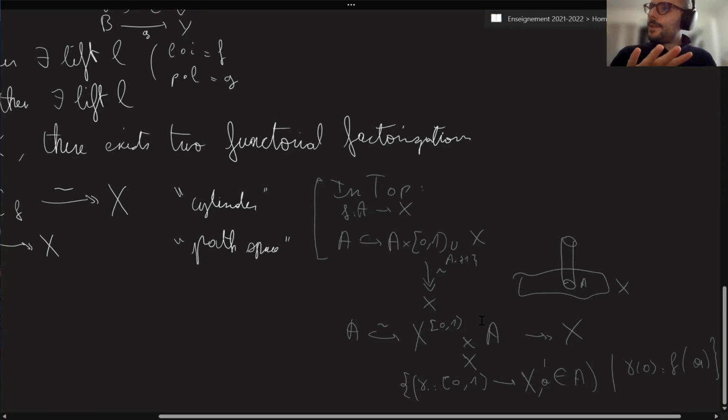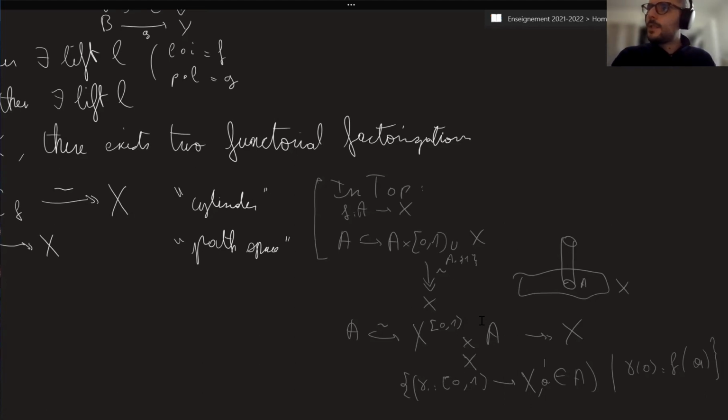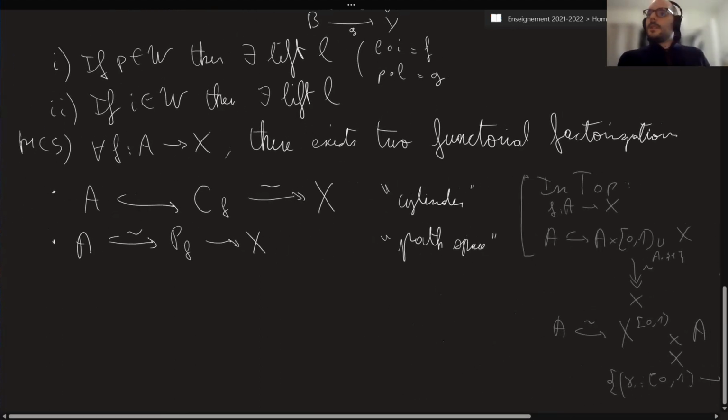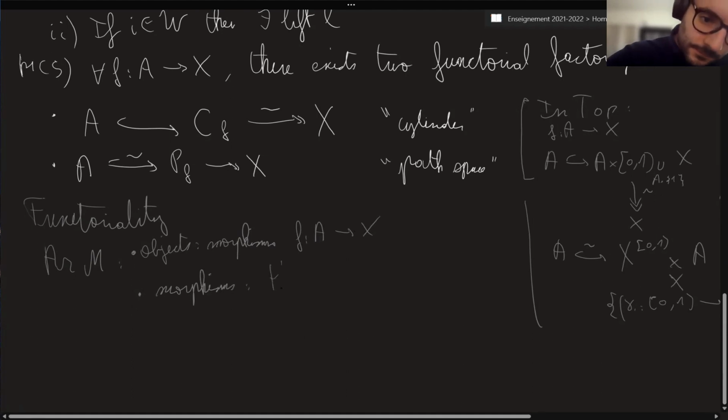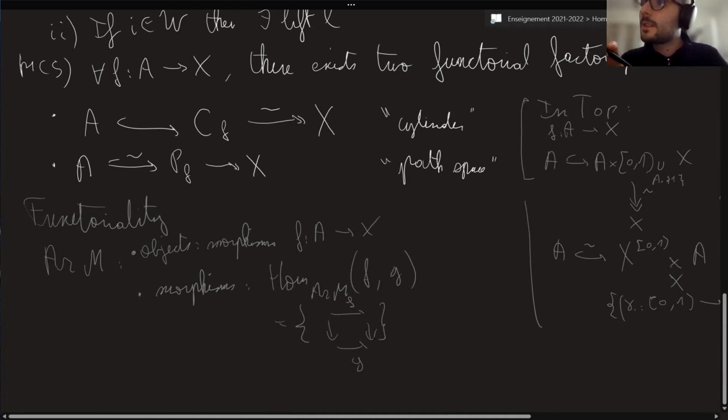Okay. Is this clear before I answer the question in the chat? So this is more for the intuition of the axiom MC5 than anything else. Okay. So there was a question about the functoriality. For the functoriality, you have to look at the arrow category of M. The objects are morphisms like that, and the morphisms are commutative squares like that. I hope it's clear what I mean.